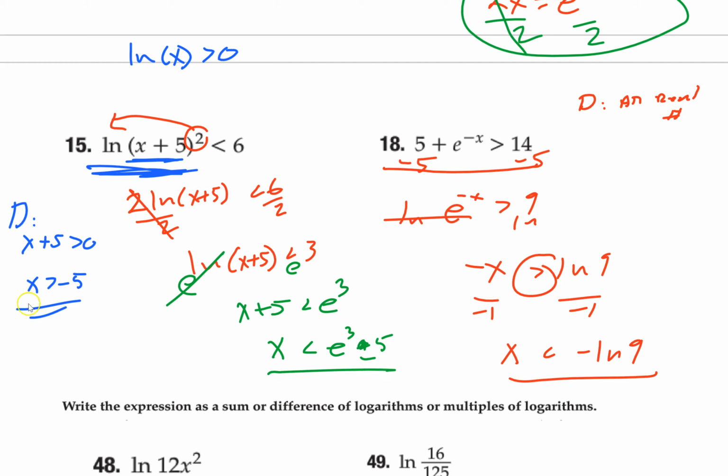So we have this, and we have this. You must be less than e cubed minus 5, which you put in your calculator and get an answer if you want. You must be greater than negative 5. So you have to be between those two.